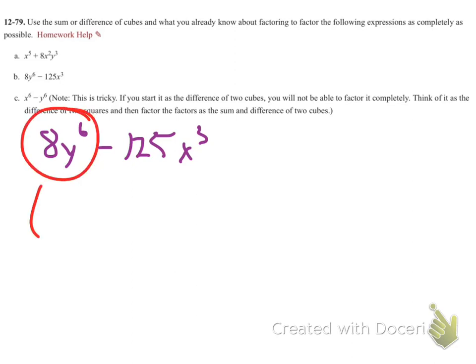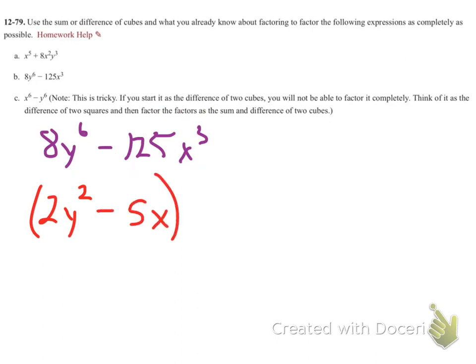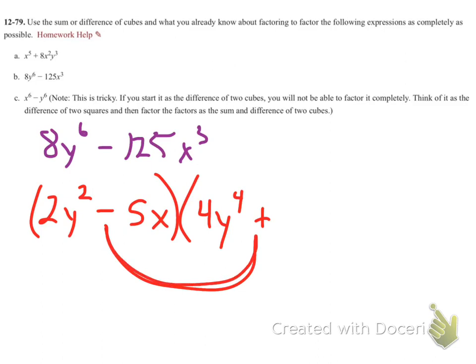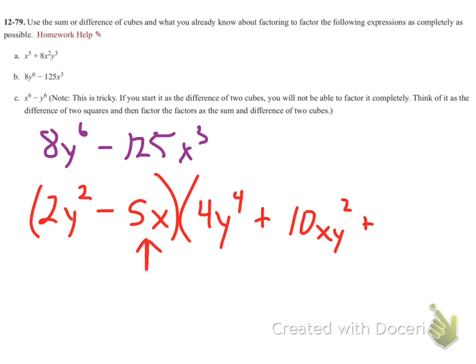Taking the cube root of that one is going to give me a 2y squared. Keep the same sign. Cube root of this one is going to be a 5x. Then I square this term, and I get 4y to the 4th. Opposite sign. Multiply these two together, gives me 10xy squared. Always a plus. And then I square this for 25x squared. And that one now is factored.